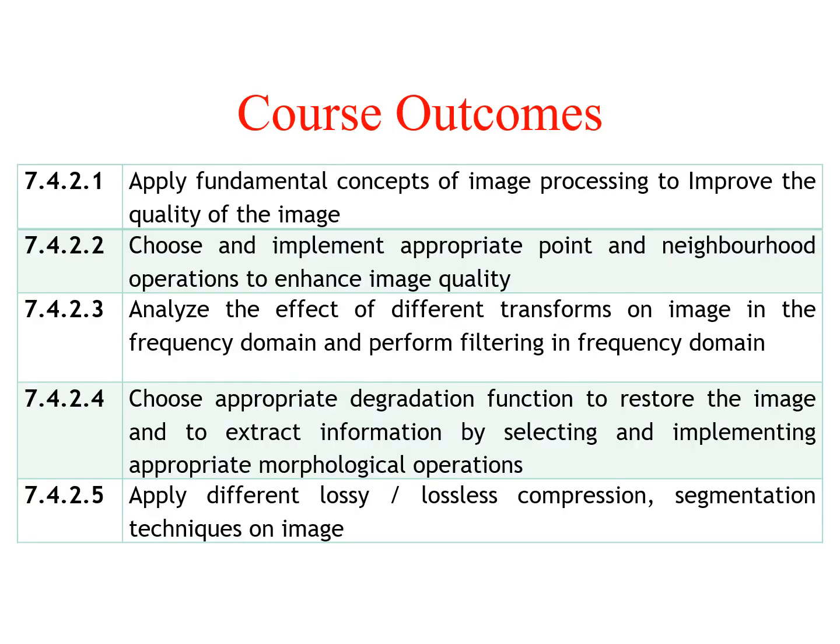So there are 5 course outcomes. What is the meaning of outcomes? When you complete this course, what will you be able to do? That is the meaning of outcome. So there are 5 outcomes. First, you will be able to apply fundamental concepts of image processing to improve the quality of the image. Second, you will be able to choose and implement appropriate point and neighborhood operations to enhance image quality.